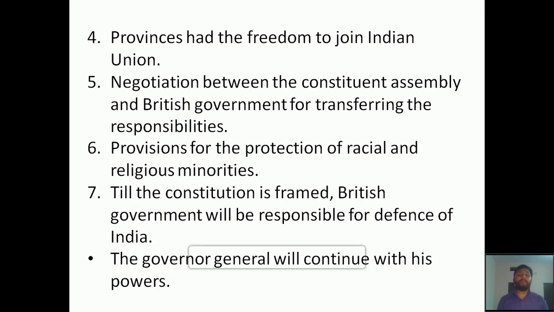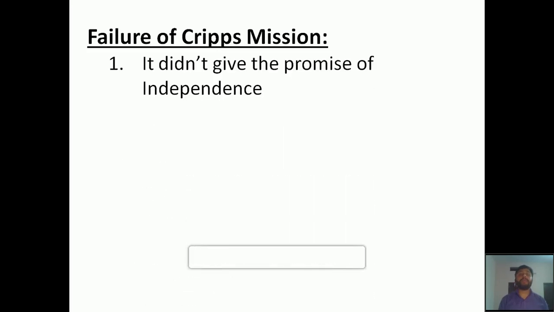Even though they made such a number of recommendations, Cripps Mission was a failure. All the different parties and sections of society just ignored and rejected Cripps Mission on the following grounds. So these were the reasons behind the failure of Cripps Mission.